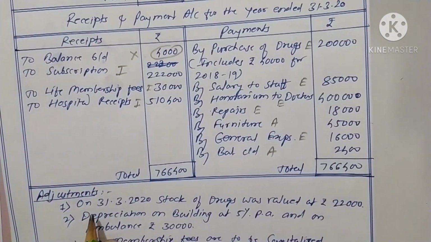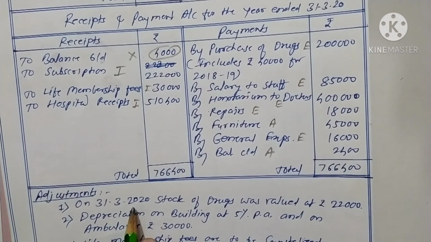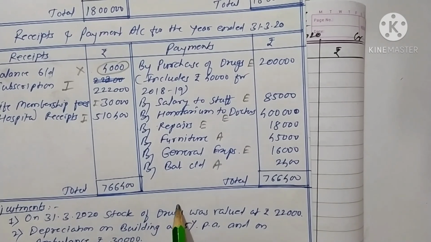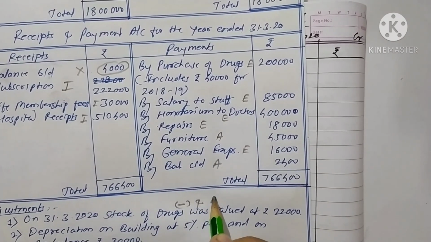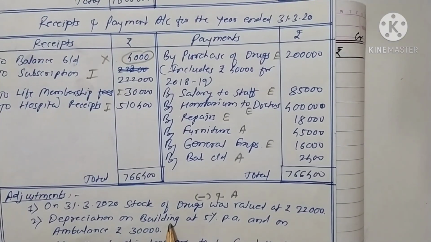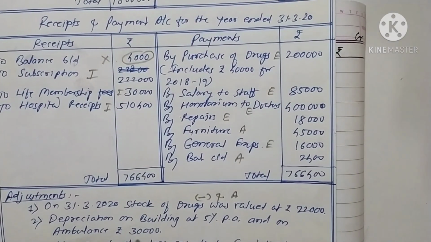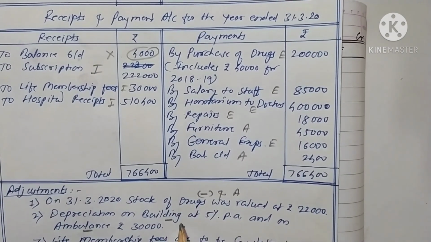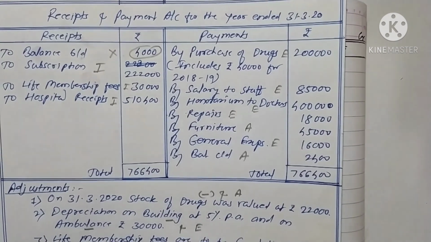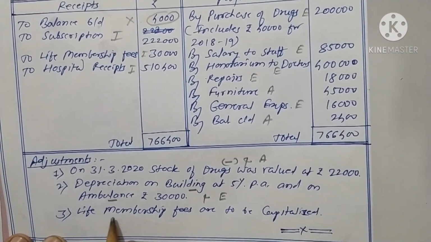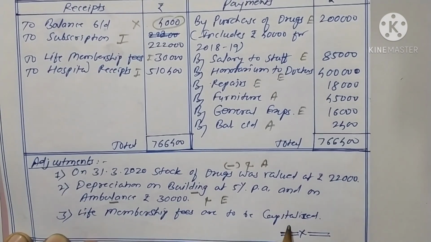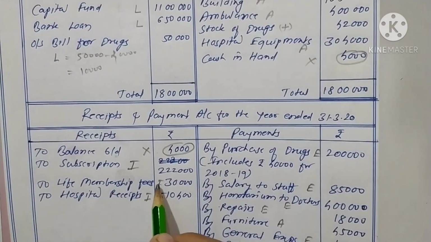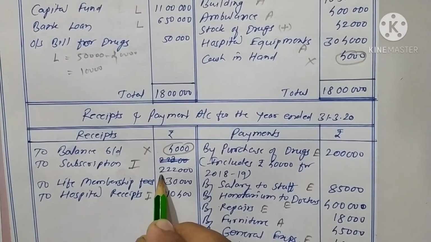Now the adjustments. On 31st March 2020, stock of drugs was valued at Rs 22,000. It is the closing stock, to be deducted from drugs, and the second effect is on the asset side. Depreciate building at 5% per annum and ambulance Rs 30,000. It is to be deducted from building and ambulance, and the second effect is on the expenditure side. Now the last adjustment: life membership fees are to be capitalized. It is to be directly added to the capital fund. Life membership fees directly appear on the liability side.